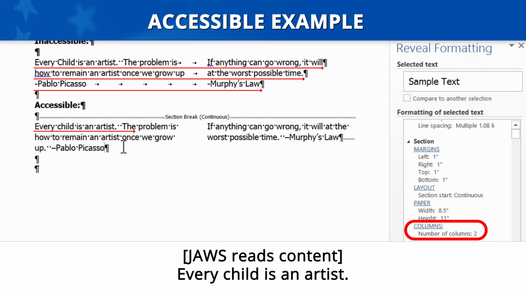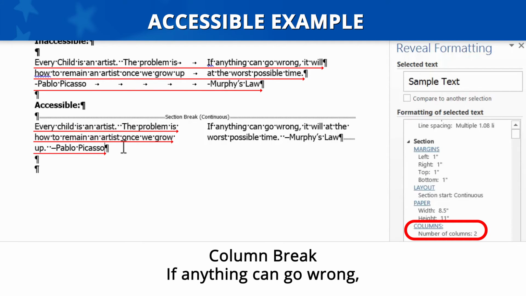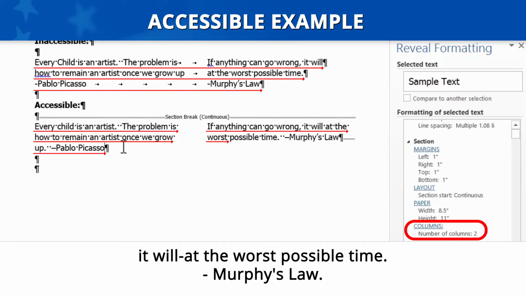Every child is an artist. The problem is how to remain an artist once we grow up. Pablo Picasso. Column break. If anything can go wrong, it will at the worst possible time. Murphy's Law.